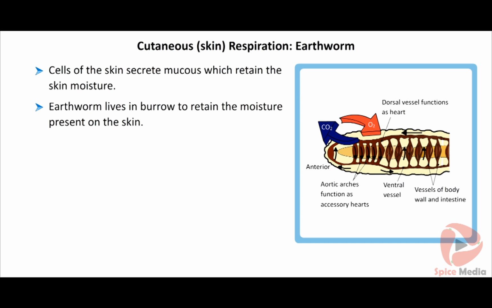Earthworm lives inside the burrow, which is usually cool and moist. This helps to retain the moisture present on their skin. These are the three ways by which earthworm retains moisture in the skin to facilitate gaseous exchange.